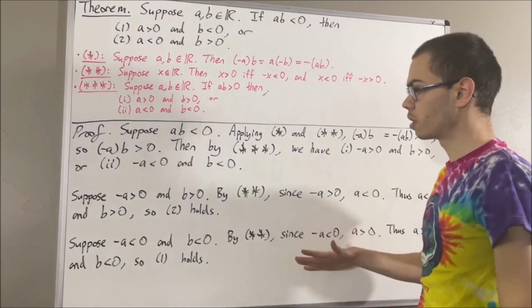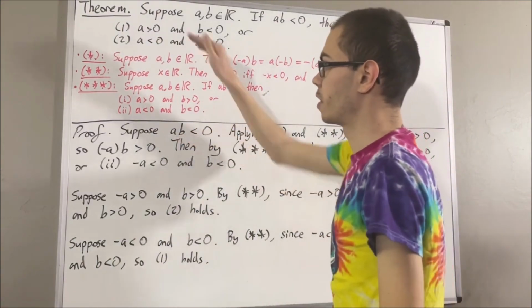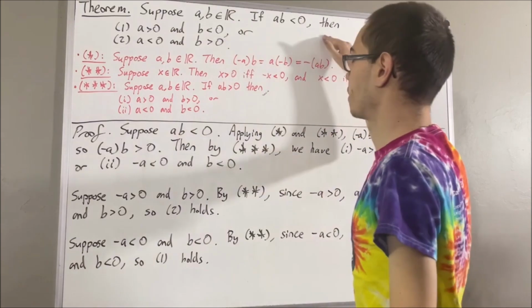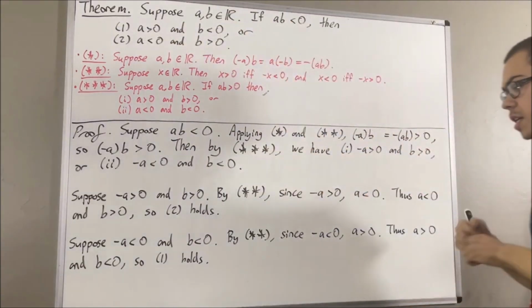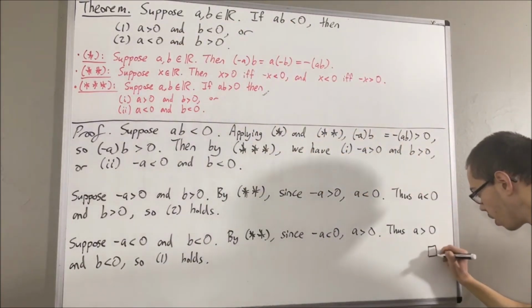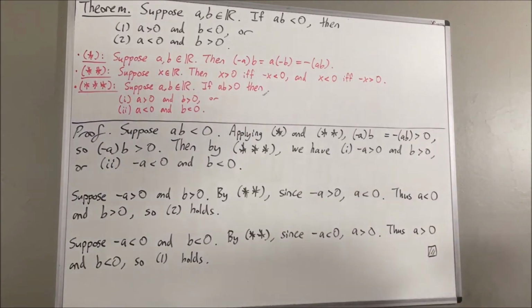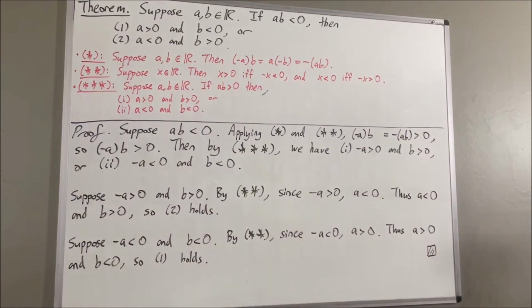So we have shown if ab is less than 0, then one of these is true, which is exactly what we wanted to prove. So this completes the proof. And so yeah, that's pretty much it for this video.